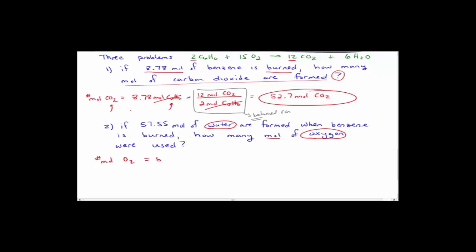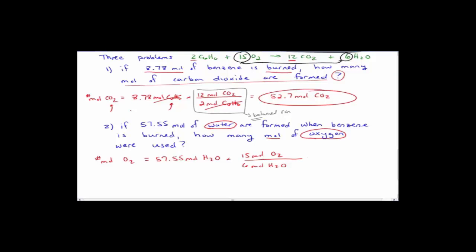What do we know? 57.55 moles of H2O were formed. Do we know a relationship between H2O and oxygen in this particular example? The answer is yes. We know that for every 6 waters that were formed, we needed to use 15 oxygens. See, it's sitting staring you right there in the face. It's right there in the balanced reaction. For every 6 moles of water we made, we had to use 15 moles of O2.